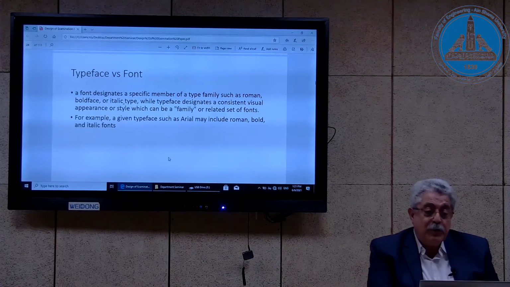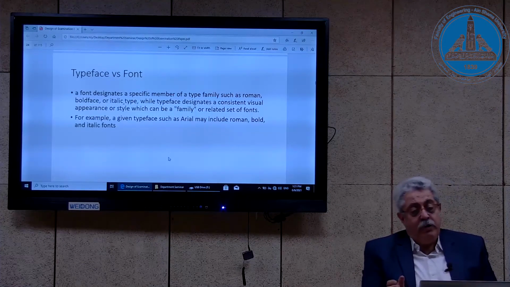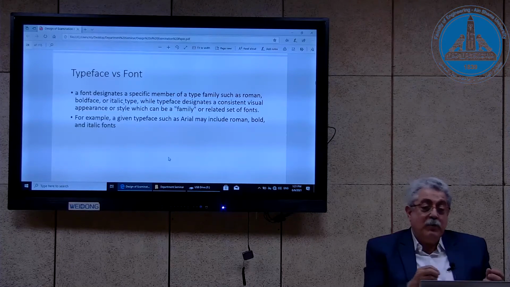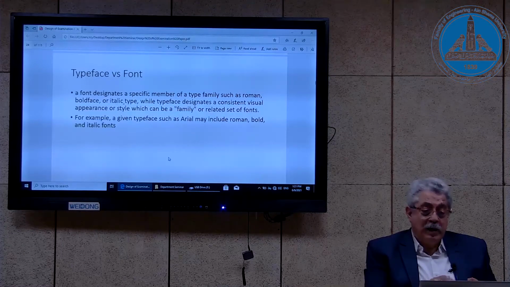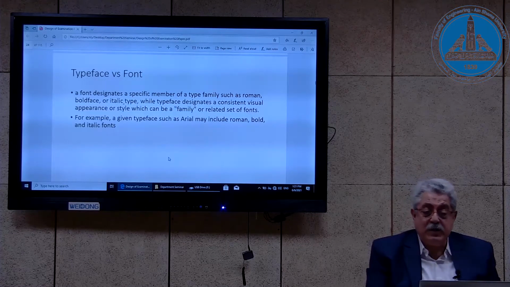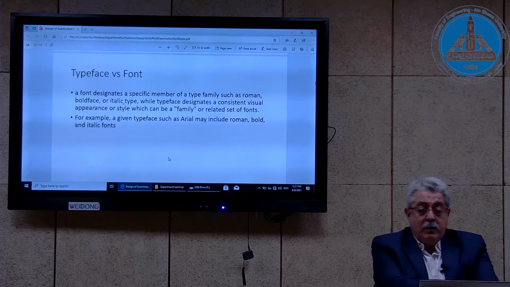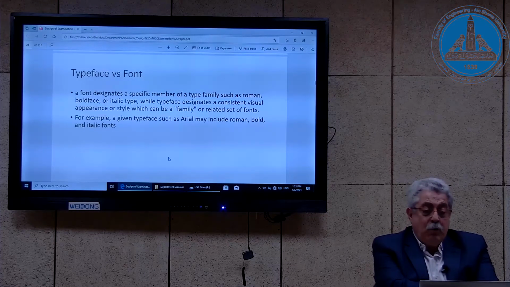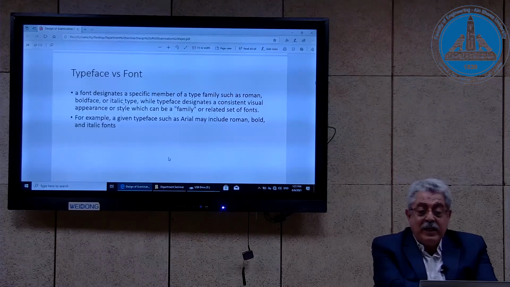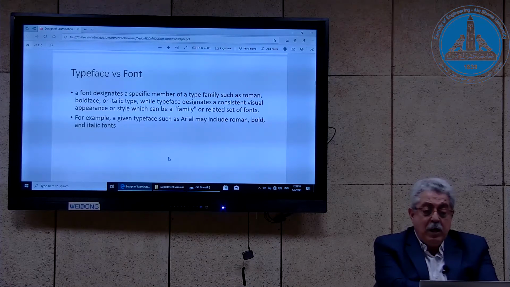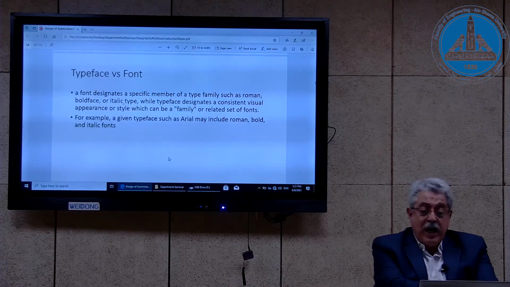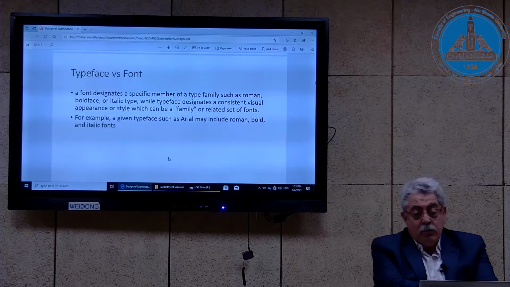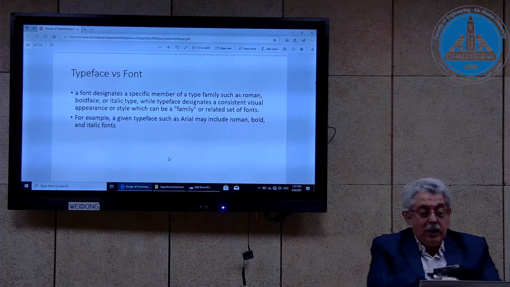But there is a difference between typeface and font. Some people use them interchangeably, but I would like you to know the difference. A font designates a specific member of the type family as Roman, boldface, or italic type, while typeface designates a consistent visual appearance or style which can be a family of related set of fonts. For example, a given typeface such as Arial may include Roman, bold, and italic fonts.